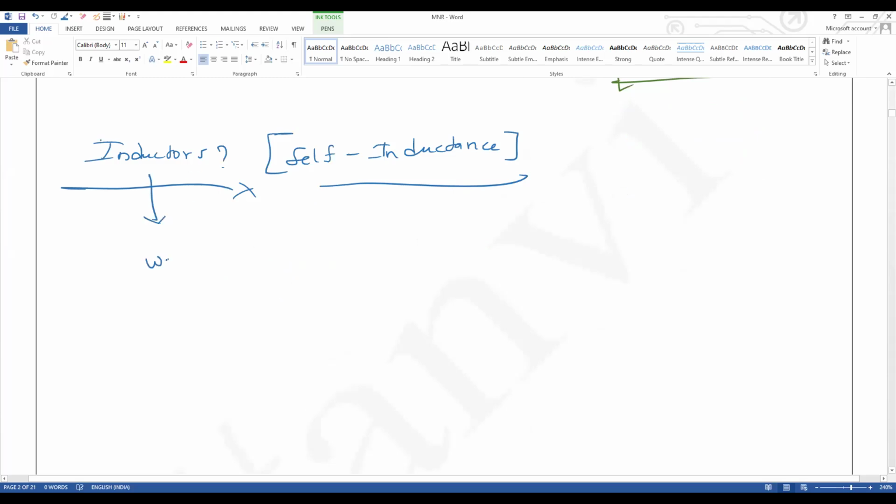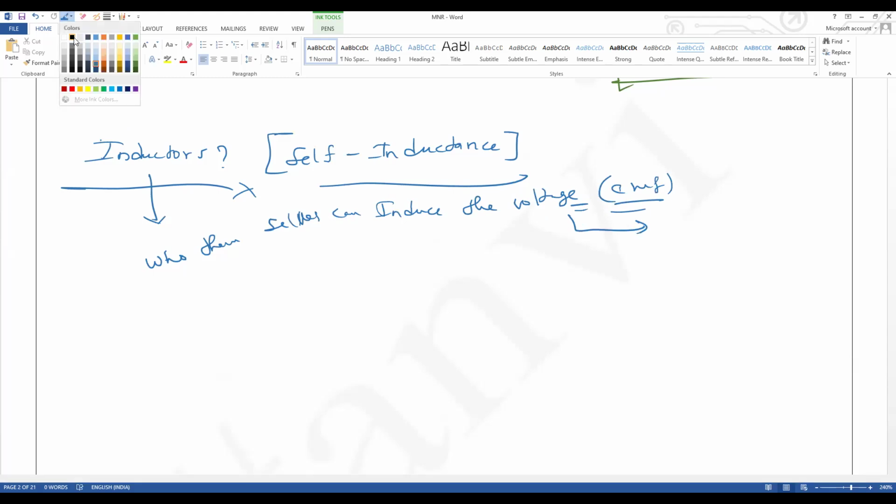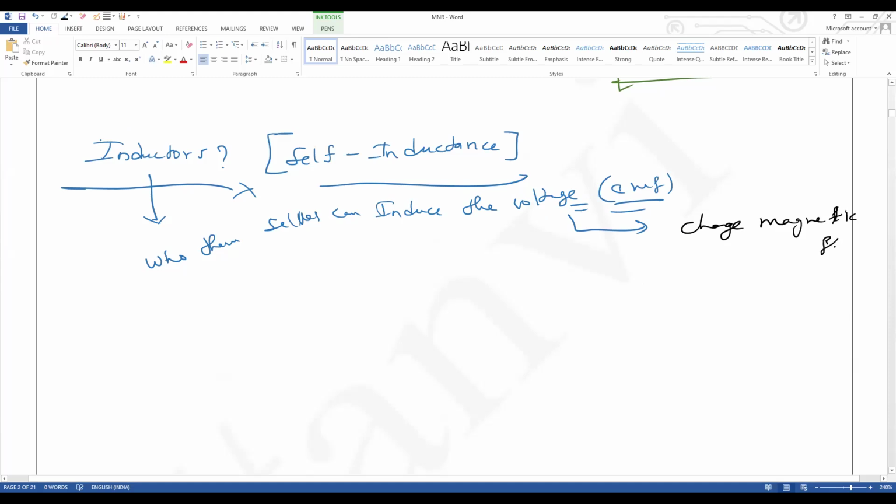Inductors are things that can themselves induce a voltage. Inducing the voltage is called inductors, or we can say EMF. So when is the voltage induced? There is a way we can induce the voltage. Anybody can tell? Voltage is induced if there is a change in magnetic flux. So a change in magnetic flux only will help to induce the voltage.